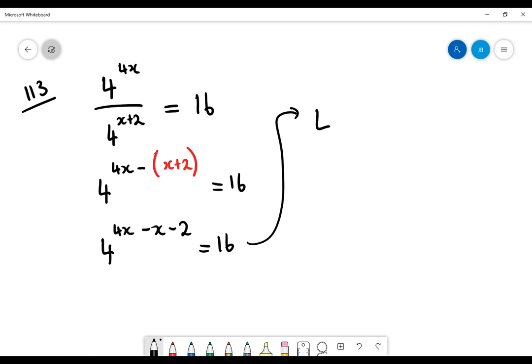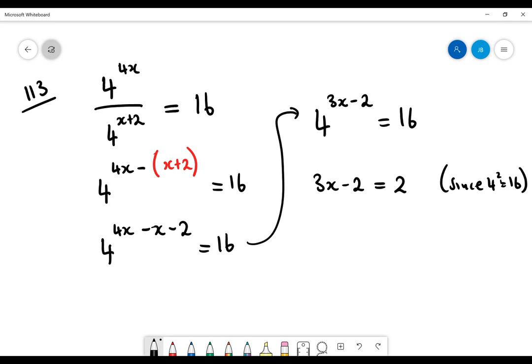Now we have 4 to the power of 3x minus 2 equals 16. As I said before, that power is going to have to be 2. So that means that 3x minus 2 equals 2, since 4 squared equals 16. And so 3x equals 4. And so x must be 4 over 3.